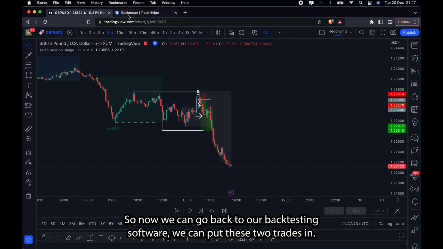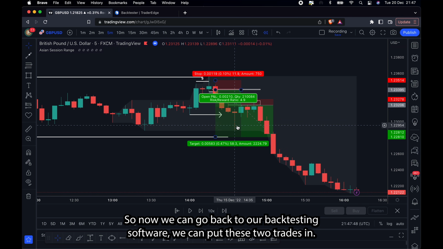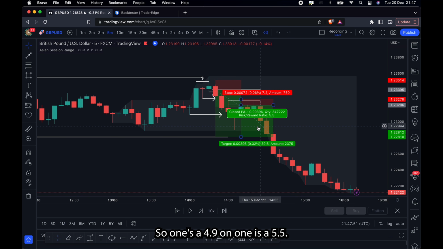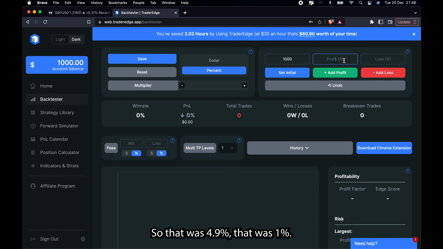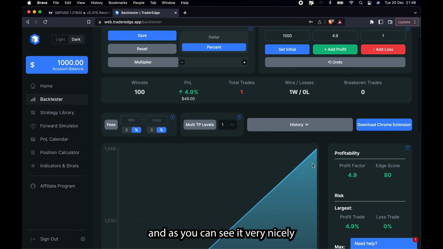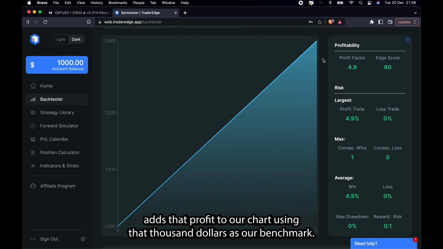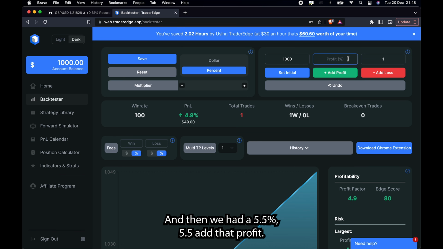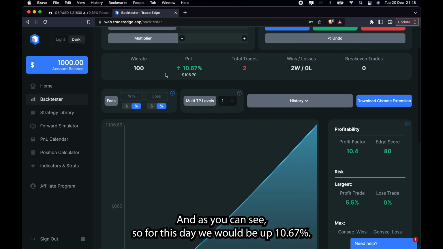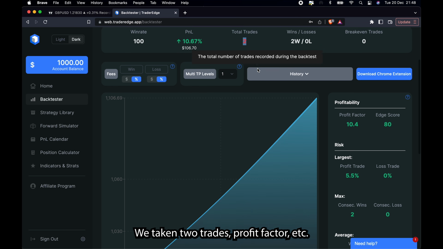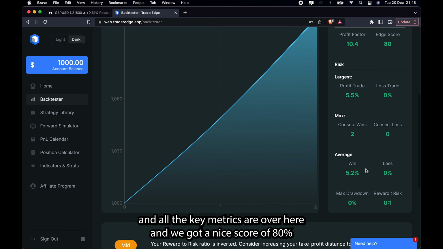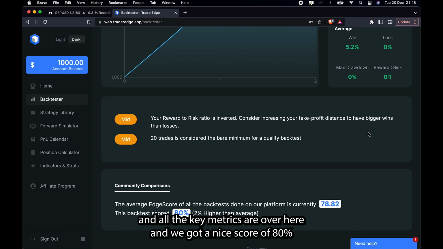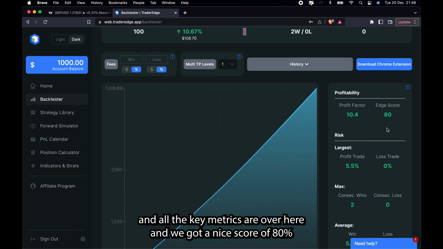So now we can go back to our backtesting software and we can put these two trades in. So one's a 4.9 and one's a 5.5. So that was 4.9, that was 1%. Let's add profit, and as you can see, it very nicely adds that profit to our chart using that $1,000 as our benchmark. And then we had a 5.5, add that profit, and as you can see, for this day we will be up 10.67%. We've taken 2 trades, profit factor, etc., and all the key metrics are over here, and we got a nice score of 80% on the edge score.